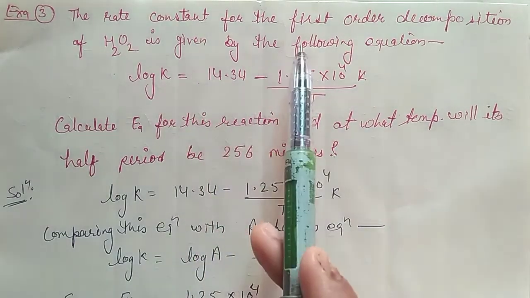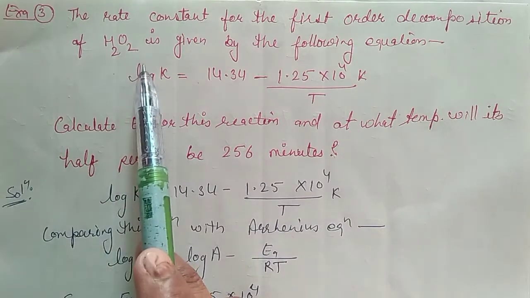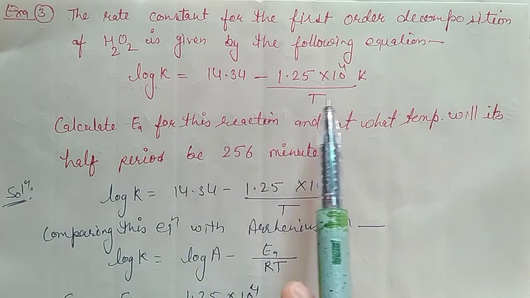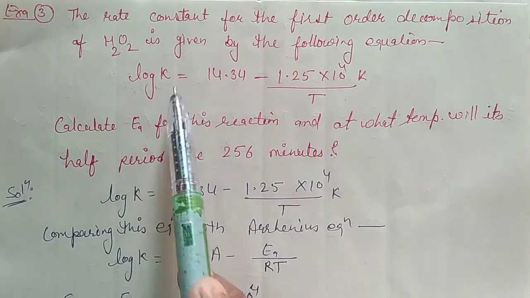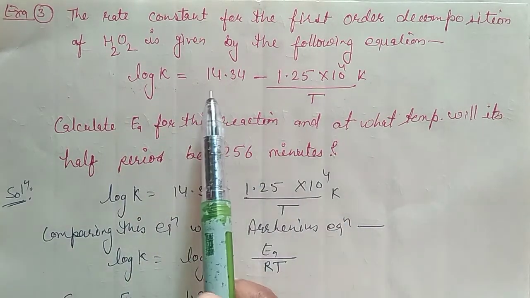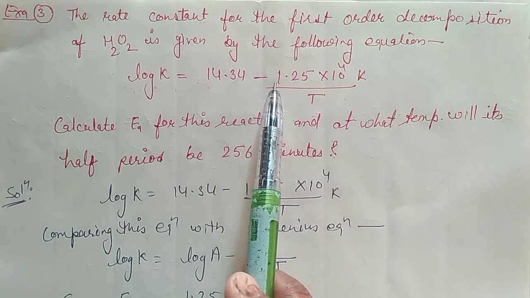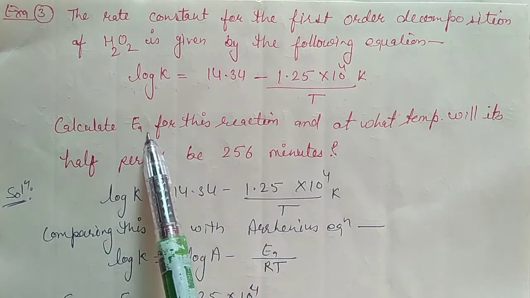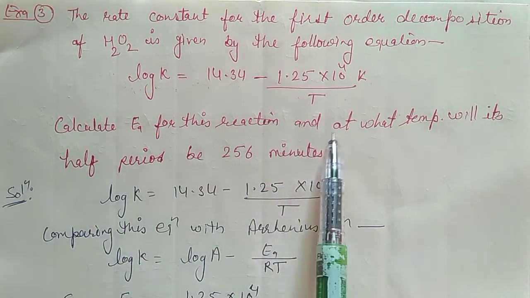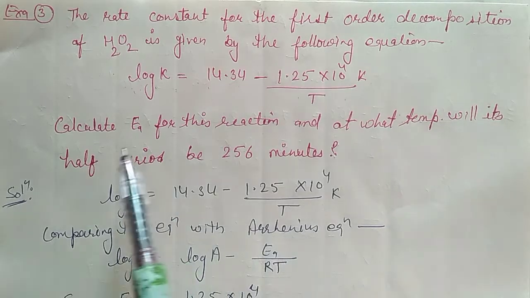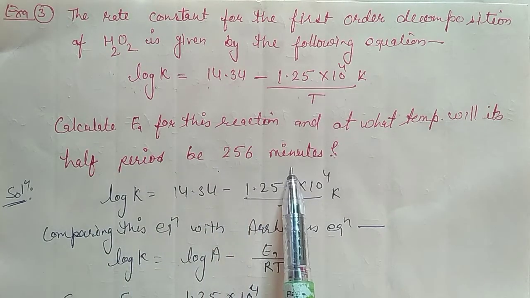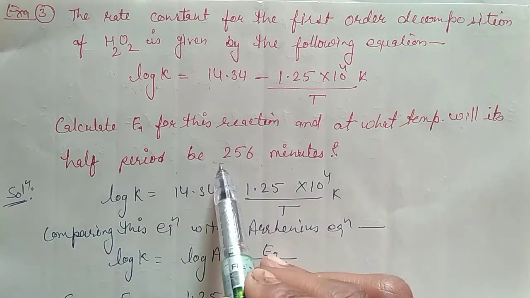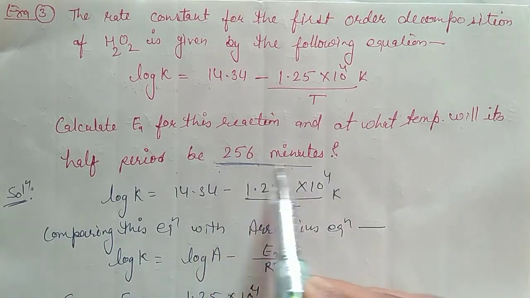Next question: the rate constant for the first order decomposition of H2O2 is given by the following equation. Log k, it is also another form of the Arrhenius equation. Log k is equal to log 14.34 minus 1.25 into 10 to the power 4 Kelvin upon T. Calculate Ea for this reaction and at what temperature will its half life be 256 minutes. Here t half, the half life of this reaction, is given as 256 minutes.